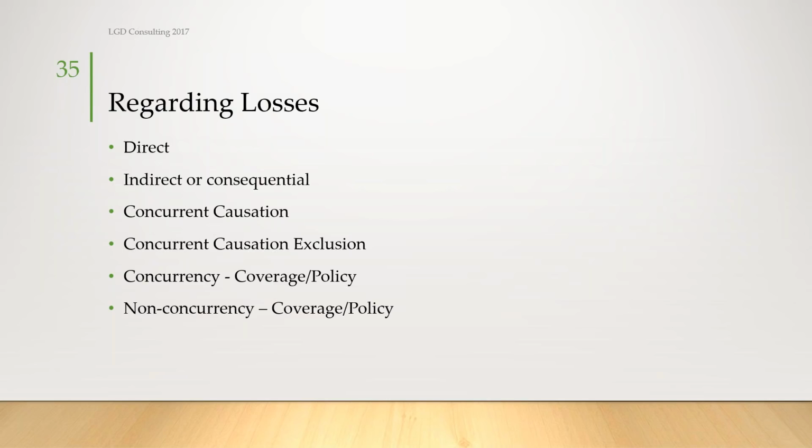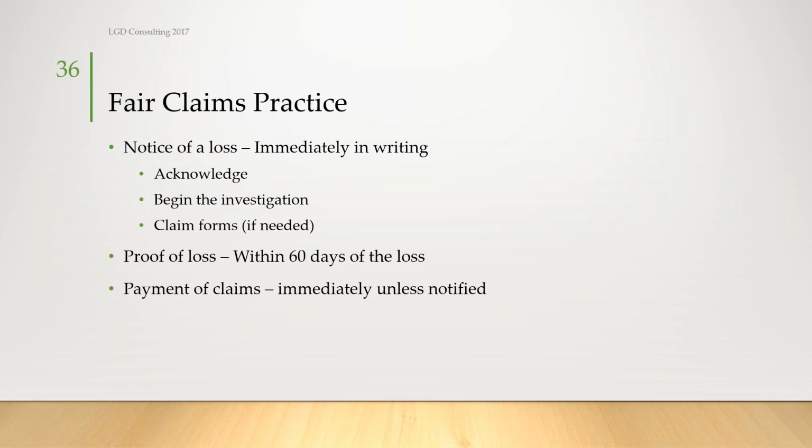Okay. Non-concurrent is where you have two policies on a property, but the perils don't match. And so what that means is you have two property policies. One's a special form, which is all risk, and one's a basic form, which is a named peril. So they're both property policies, okay, but the perils don't exactly match. And so that would be non-concurrency or non-concurrent coverage, okay? So be wary, concurrent causation versus concurrency, okay? So, I mean, there's some similar terminology, and you just got to keep them separate.